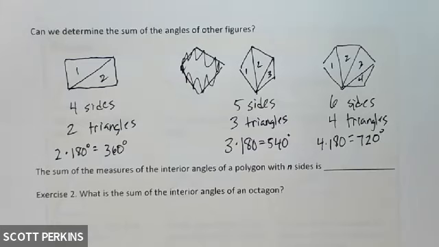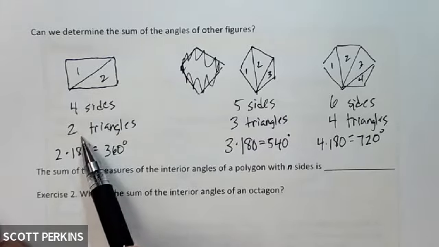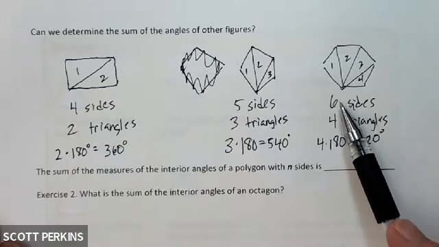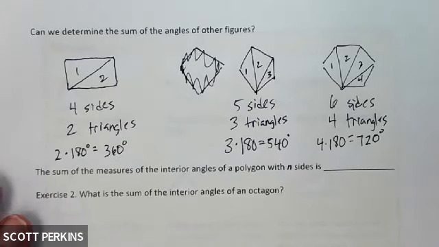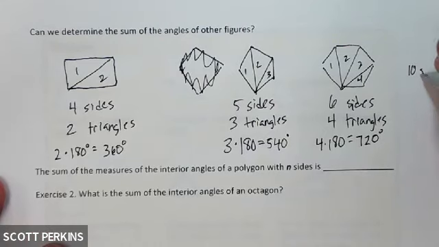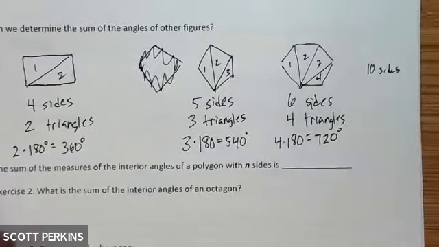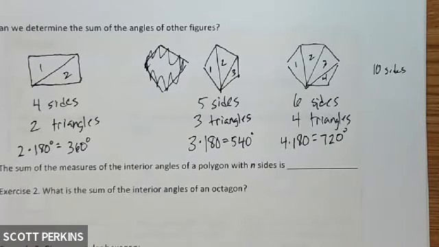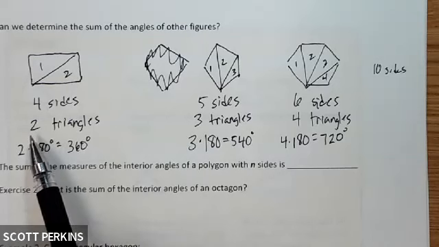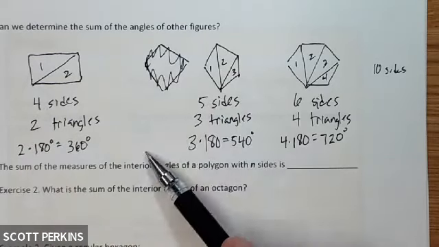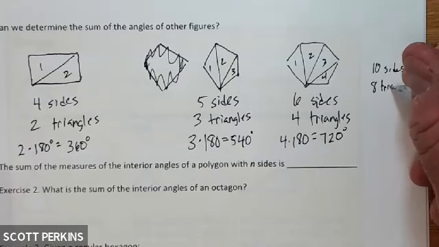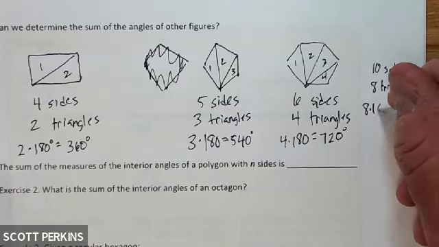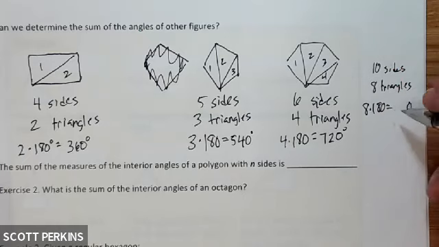So can you spot the pattern? When I had four sides, I had two triangles. When I had five sides, I had three triangles. When I had six sides, I had four triangles. If I said we're not going to draw it, I don't think I could draw it. But if I said that we have a figure with 10 sides, how many triangles do you think I could cut that figure into? Yeah, notice it's two less every time, right? Four sides, two. Five sides, subtract two, get three. Six sides, subtract two, get four. So if I did draw the figure, I'd have eight triangles. And so that would be 8 times 180. And that's a lot. That's zero, that's four, carry the six. That's 1440, 1440 degrees.